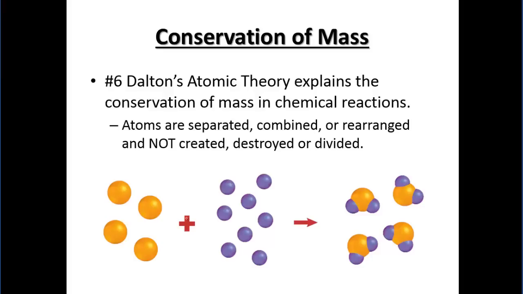The last one, number 6: Dalton's atomic theory also explained the conservation of mass. And this is a good one; we need this one. Atoms are separated, combined, or rearranged during a chemical reaction. They're not created, nor divided, nor destroyed during a reaction. Like if you had 4 of one chemical, it could combine with 8 of another chemical, and in the end, you would have 4 of this new chemical. The whole number ratios were also his nice idea there.